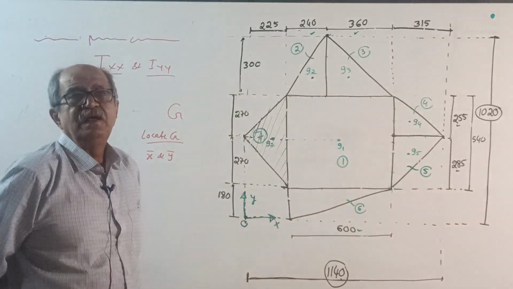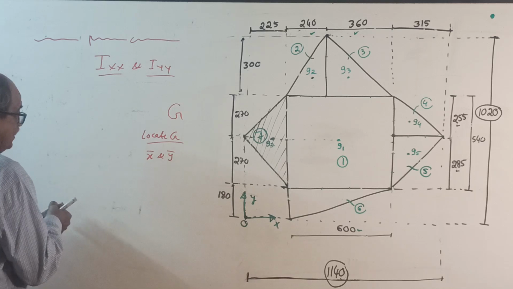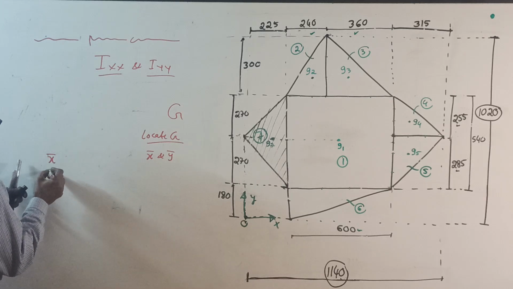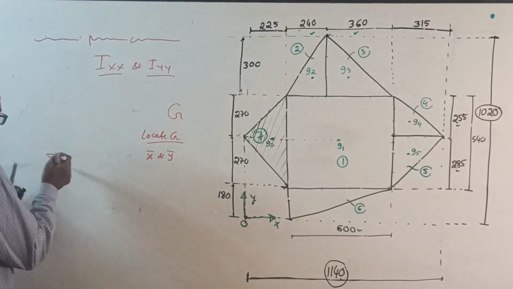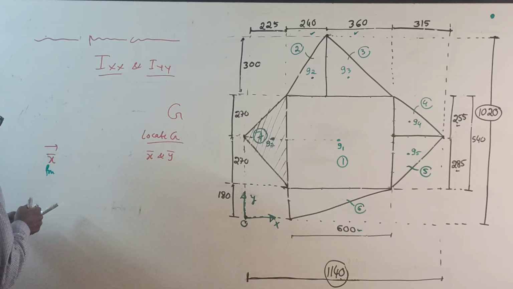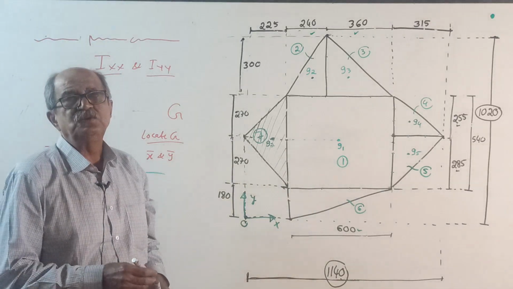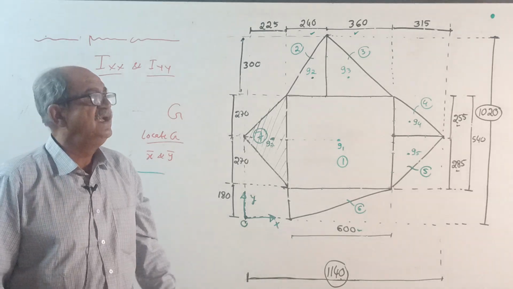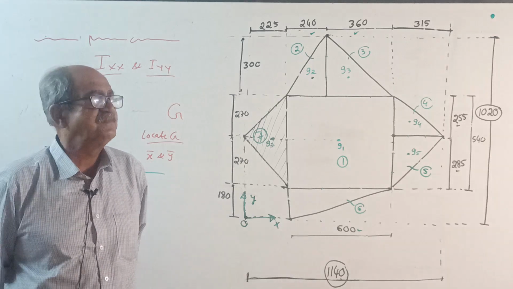Then write x bar from O. I won't waste time here now. We know that x bar, which side? To the right side. See, x bar to the right side, from OY, equals A1 x1, A2 x2, A3 x3, A4 x4, A5 x5, A6 x6, A7 x7 divided by total area A1 plus A2 plus A3 plus A4 plus A5 plus A6 plus A7.